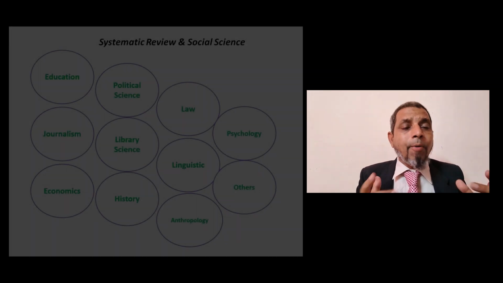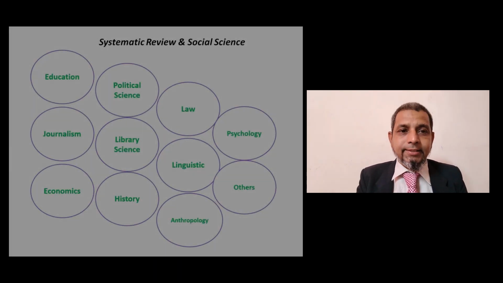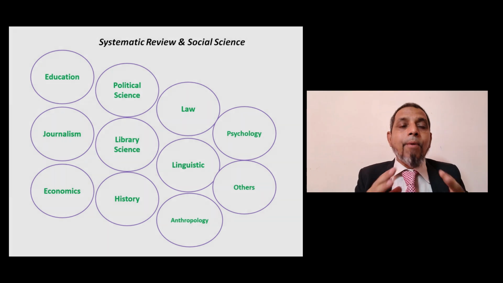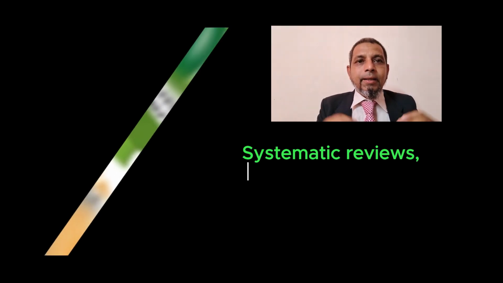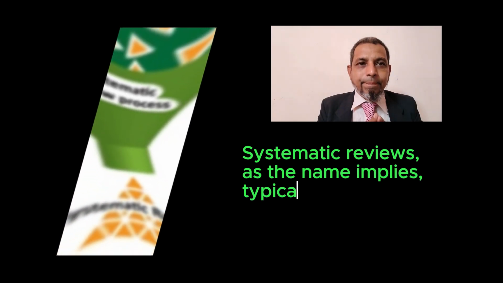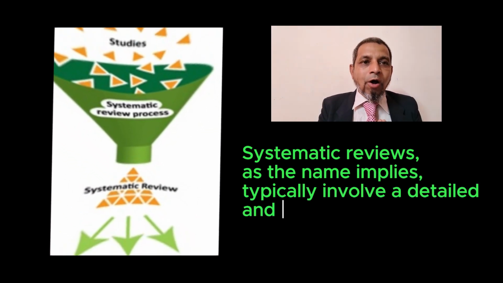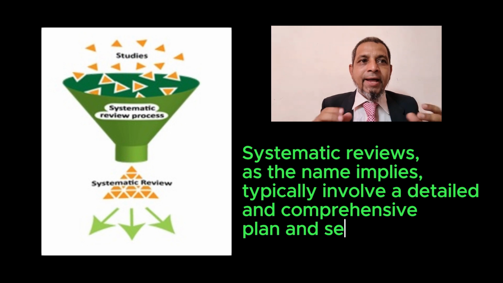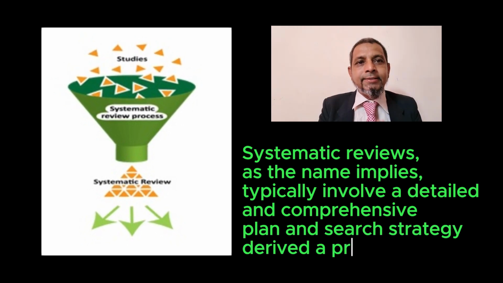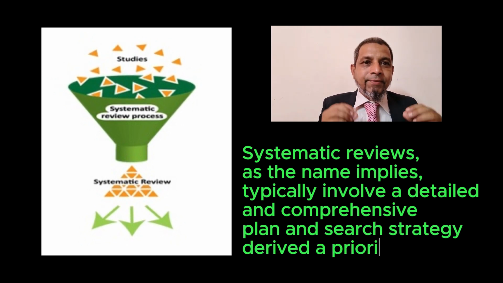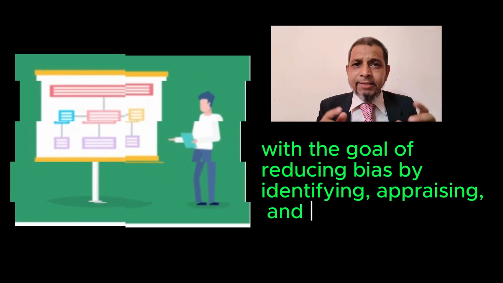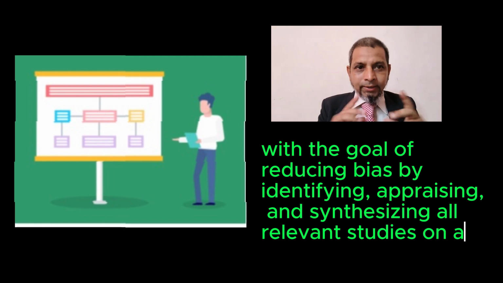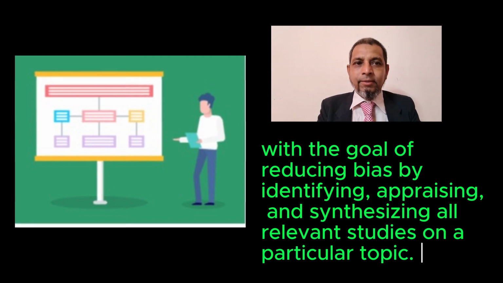Nowadays, it is equally popular in the domain of social sciences as well, and in other important domains of knowledge. Systematic review, as the name implies, typically involves a detailed, comprehensive plan and search strategy, with the goal of reducing bias by identifying, appraising and synthesizing all the relevant studies on a particular topic.